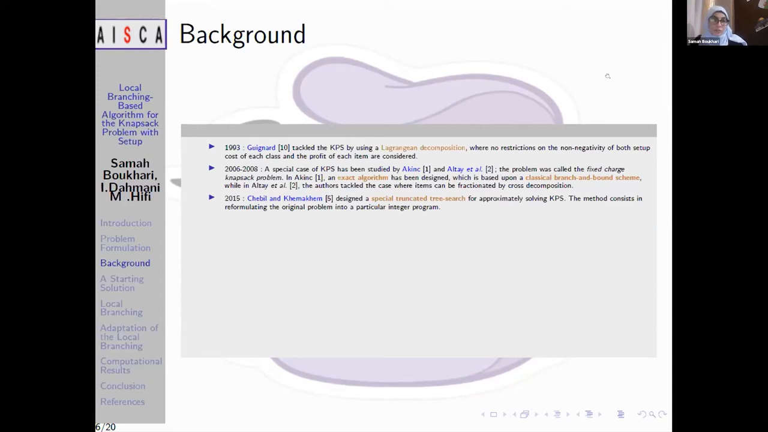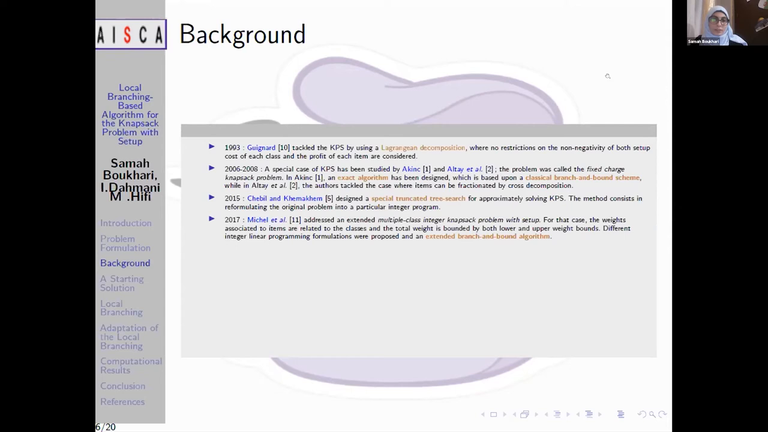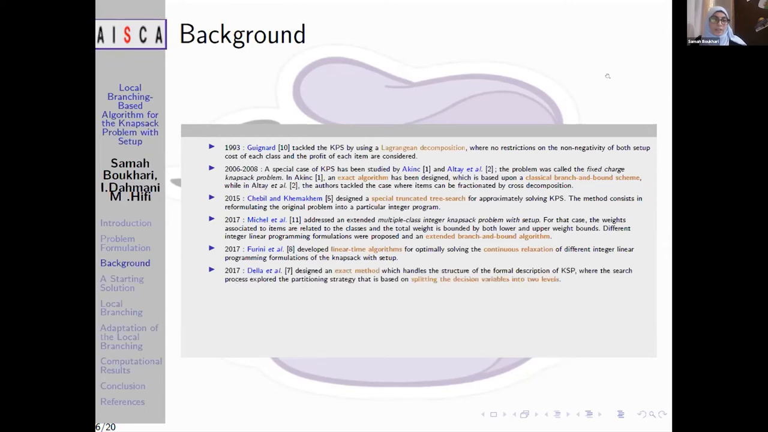Schilde and Schumacher designed a special branch and bound tree search for approximately solving the knapsack problem with setup. The method consists in reformulating the original problem into a particular integer problem. And in 2017, Michel et al. addressed the multiple-class integer knapsack problem with setup. In that case, the weights associated to items are related to the classes, and the total weight is bounded by both lower and upper weight bounds. Also in 2017, Furini developed a linear time algorithm for optimally solving the continuous relaxation of different integer linear programming formulations of the knapsack with setup.